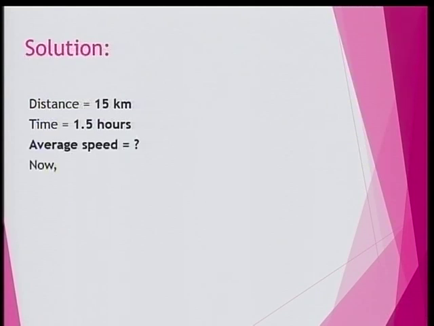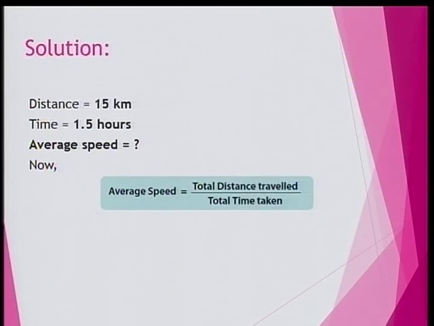So we are going to make use of the formula average speed equal to total distance traveled over total time taken. That is 15 kilometers divided by 1.5 hours, which gives us 10 kilometers per hour. So the average speed of the taxi driver will be 10 kilometers per hour.